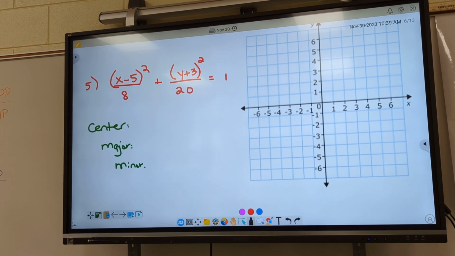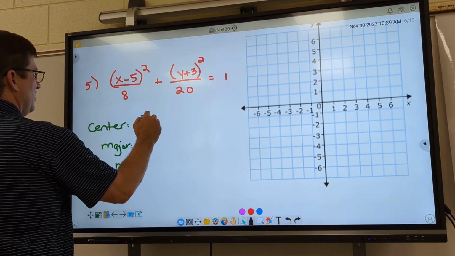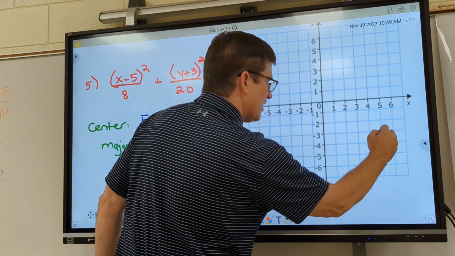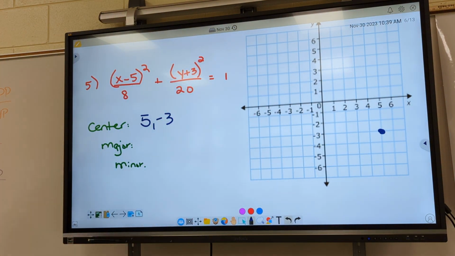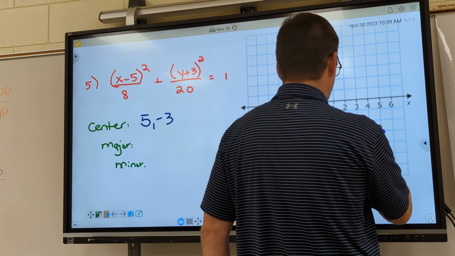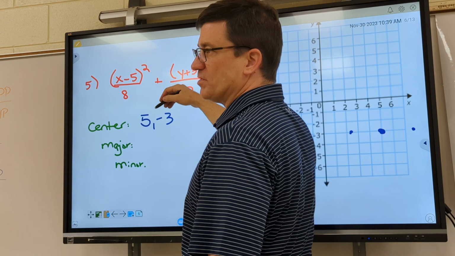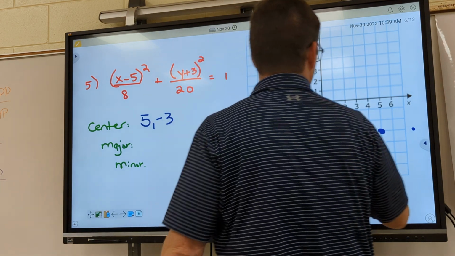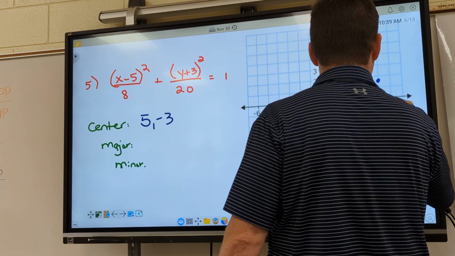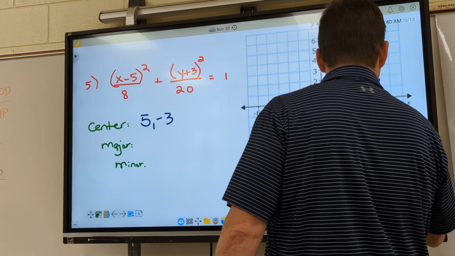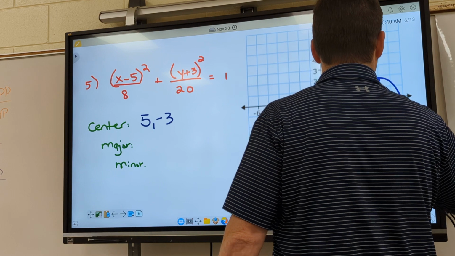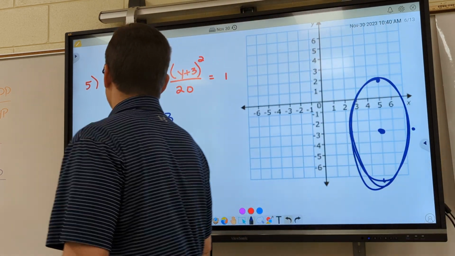All right, let's see what we got. Our center has got to be positive 5 and negative 3. That's easy. Go over 5, down 3, right there. All right, on the x-axis, somebody figure out square root of 8 for me. What's square root of 8? 2 point something. 2.8. All right, so I go 2.8 left and 2.8 right. All right, Lydia, square root of 20. It's 4 point something. 4.5 up. 1, 2, 3, 4. 4.5 down. 1, 2, 3, 4. All right, there's our oval.